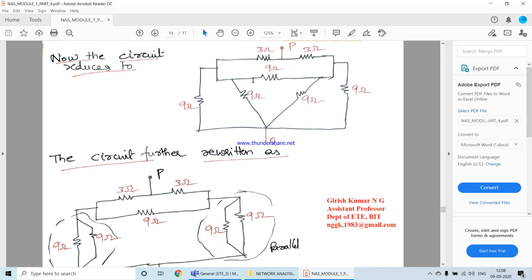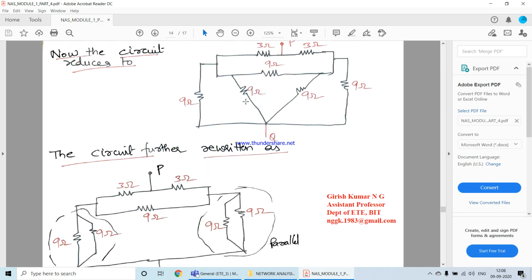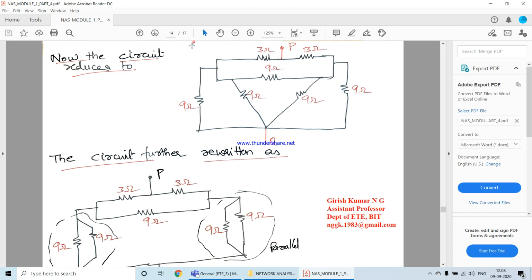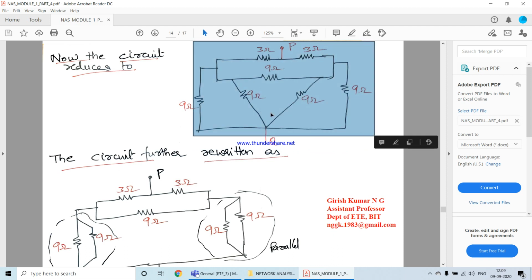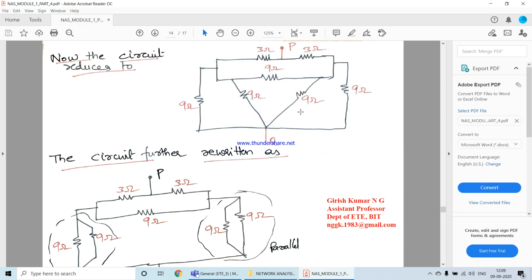So let us see how it looks. This is how it looks now. You see here, 9 ohm, 9 ohm, 9 ohm, delta. Star converted to delta. We have 3, 3 and 9 written as it is. Now can you see this?